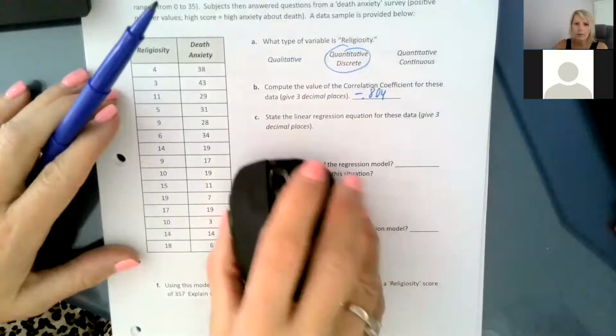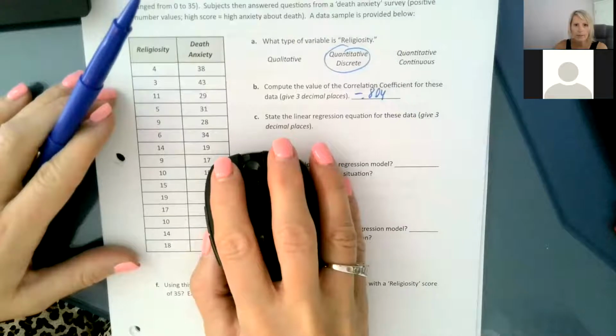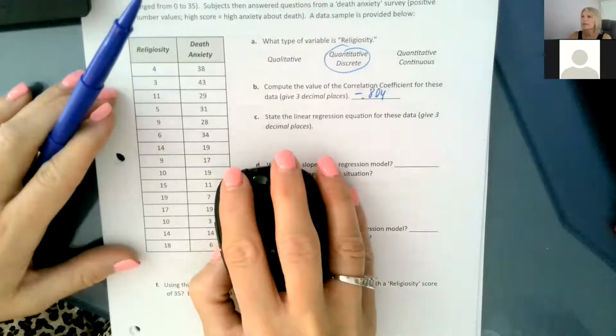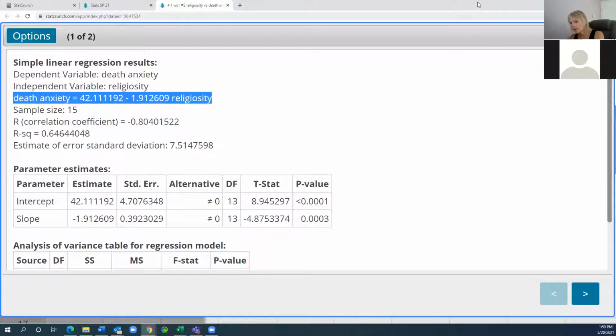Well, go back to your StatCrunch. I'm going to point out the equation, the slope, and the Y-intercept, just like we did last time, so that you all know how to find these things in StatCrunch, because you're going to need it for your project. I'm highlighting right here is the equation. Death anxiety is the Y variable and religiosity is the X variable. So we are going to write Y equals 42.111 minus 1.913 rounded times X.